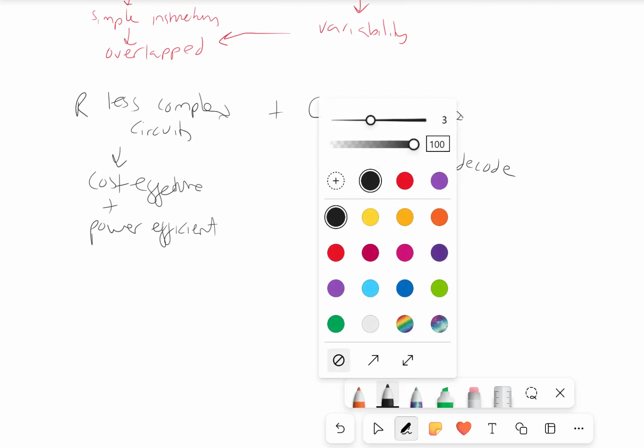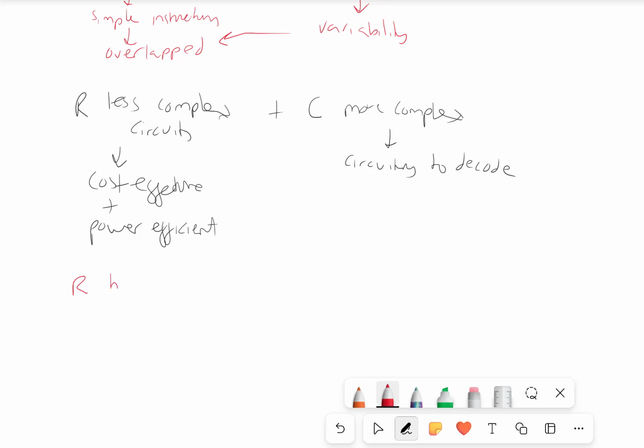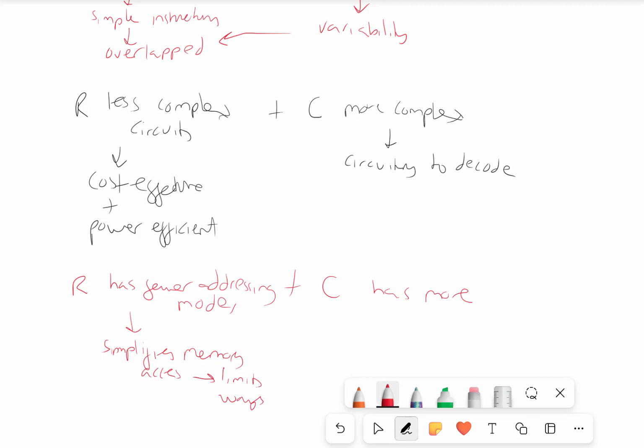We then have RISC has fewer addressing modes, while CISC has more. That is because RISC simplifies memory access. It limits the ways we can access memory. CISC, on the other hand, has a wide range, greater flexibility, because it has to deal with a wider range of different tasks. Flexibility.